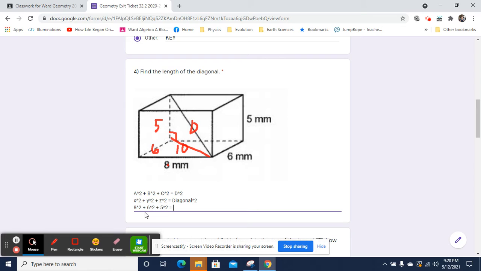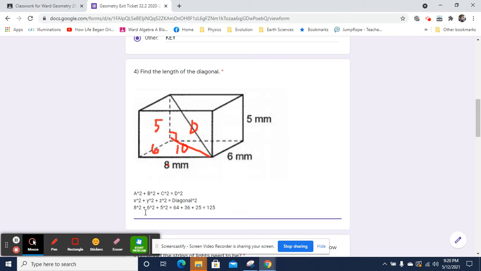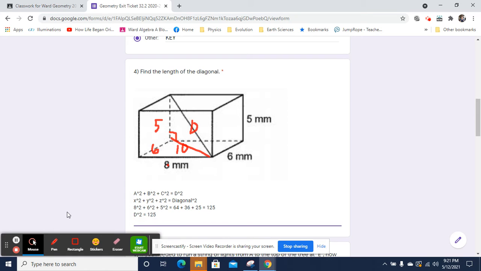That's going to equal 64 plus 36 plus 25, which will equal 125. So d squared equals 125 millimeters squared in this case. We want d, so the square root of d squared is d, and that's going to equal the square root of 125, which we can simplify as 5 square root of 5.